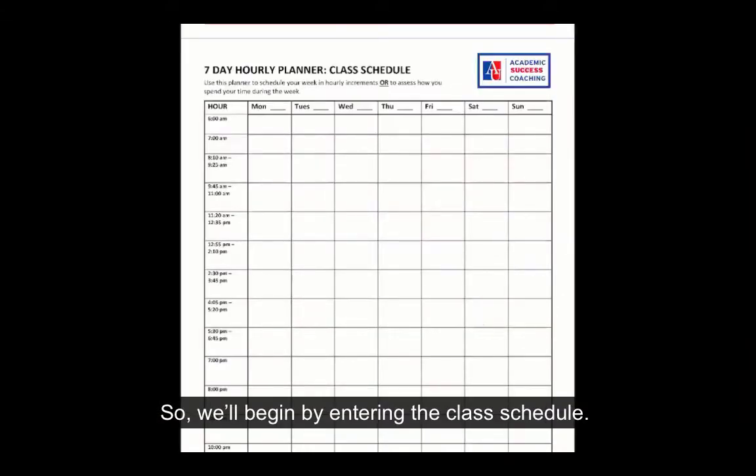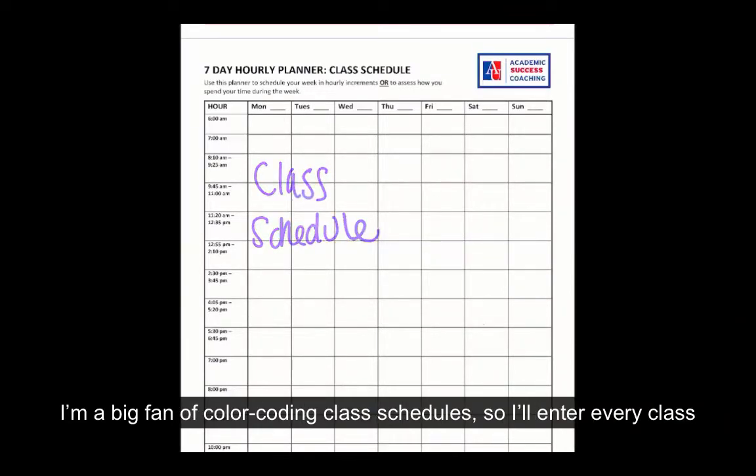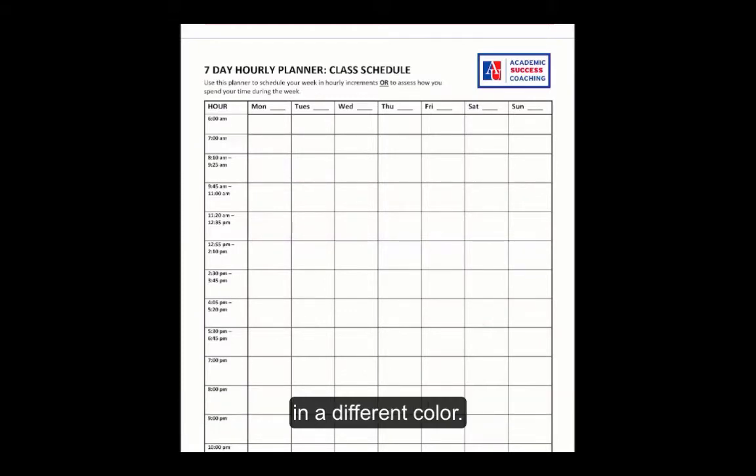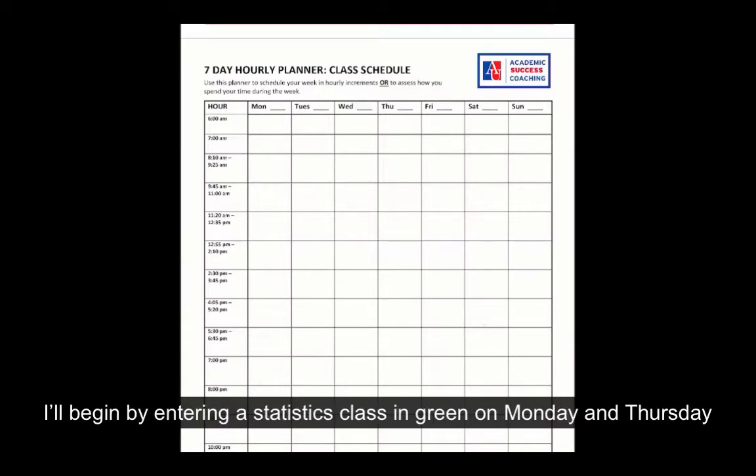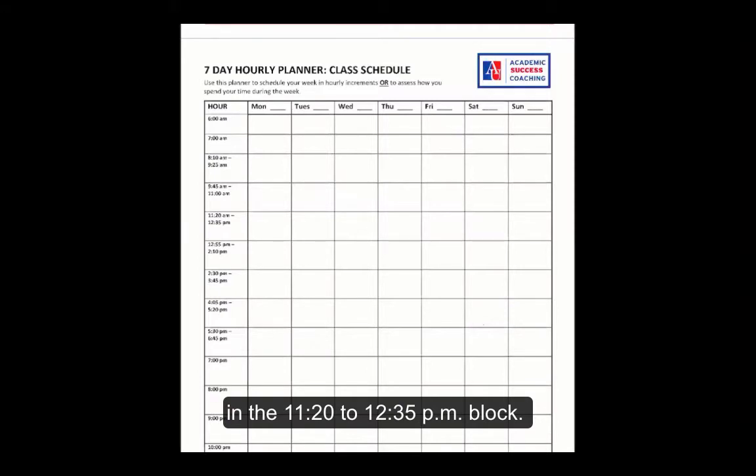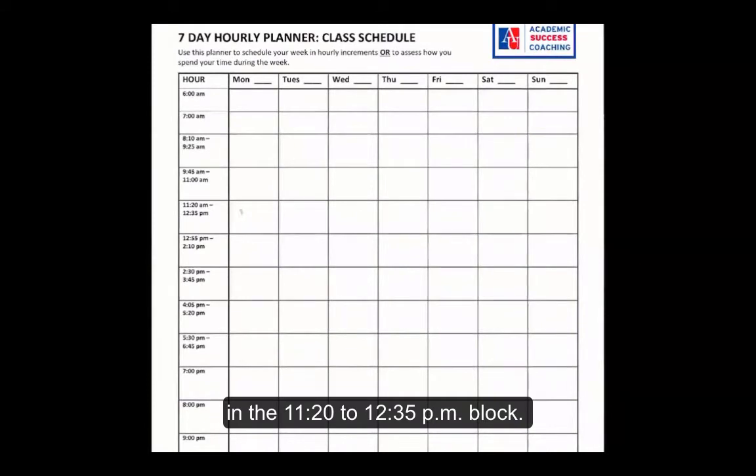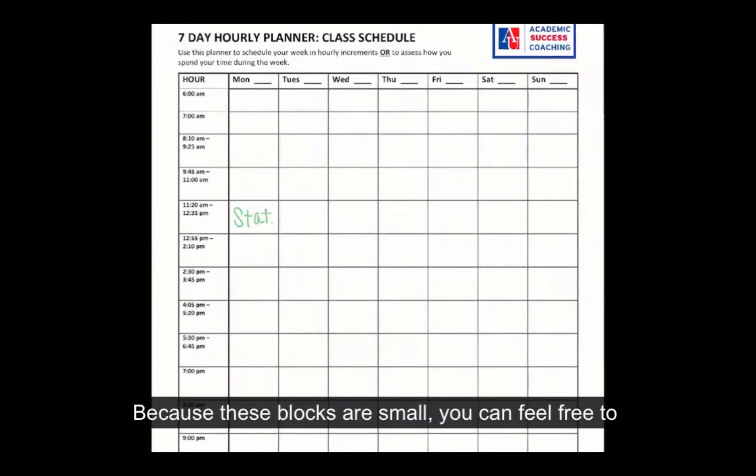So we'll begin by entering the class schedule. I'm a big fan of color coding class schedules, so I'll enter every class in a different color. I'll begin by entering a statistics class in green on Monday and Thursday in the 11:20 to 12:35 p.m. block. Because these blocks are small, you can feel free to abbreviate in any way that makes sense to you.